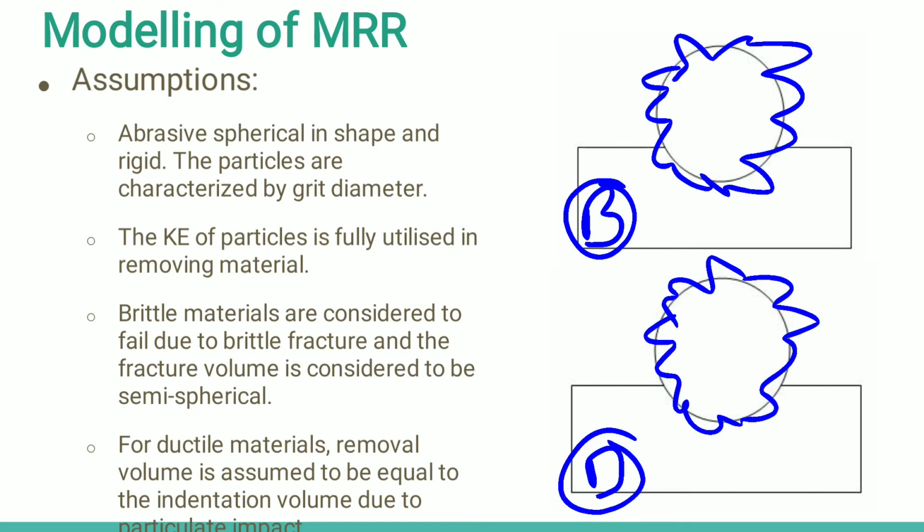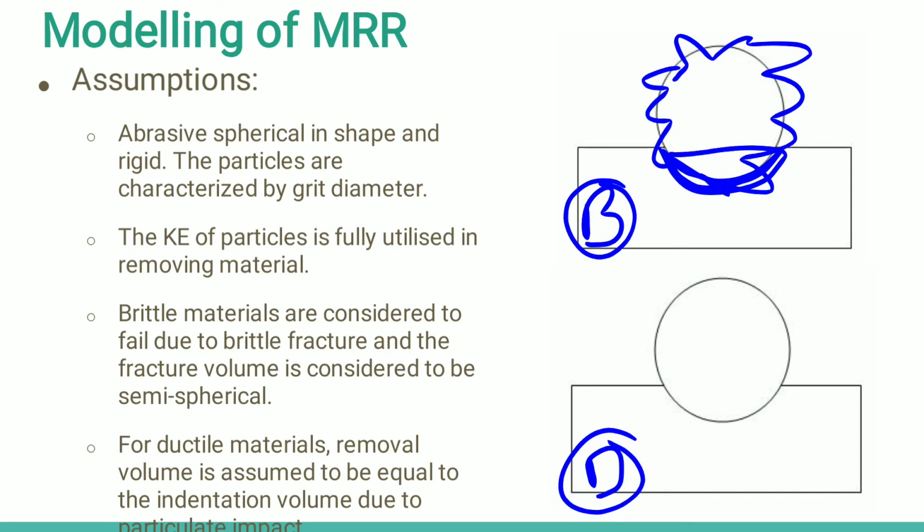Okay, first talking about the brittle material: when this abrasive particle comes in contact with this surface, it will remove the material from the surface. So this material is removed. When you look at it from the top view, it will look like a circle, and looking from perpendicular to the plane, there is some specific depth.